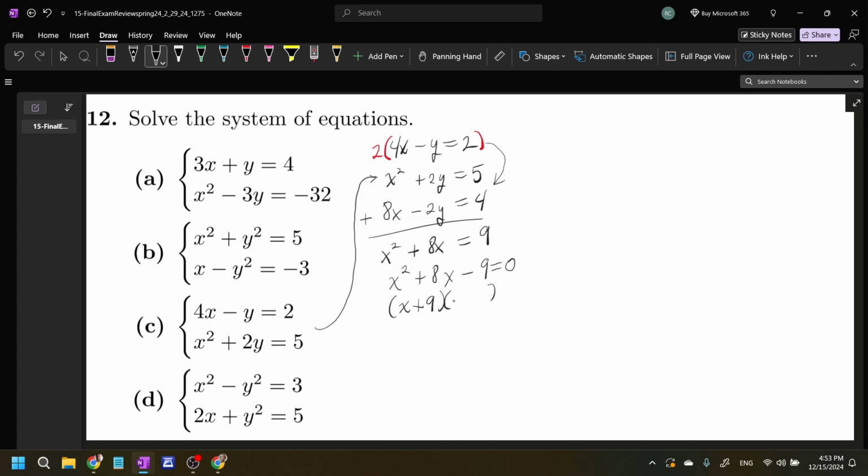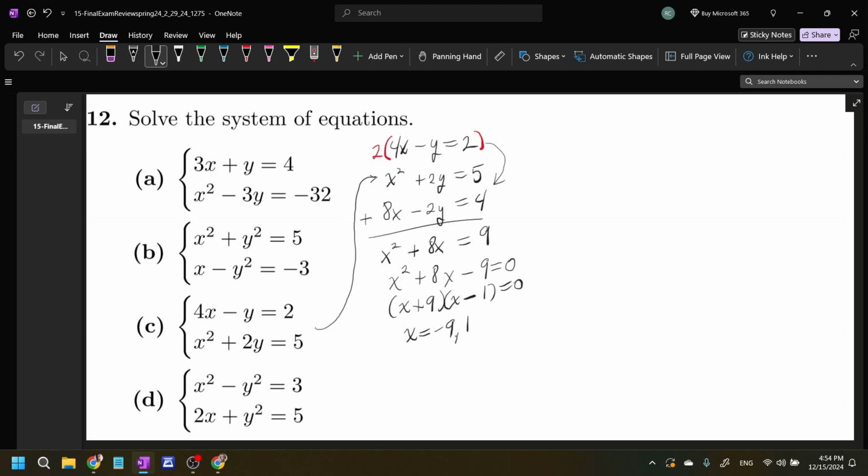I'm thinking of 9 and negative 1. 9 times negative 1 is negative 9. 9 plus negative 1 is 8. Setting that equal to 0, we get two solutions for x. x equals negative 9 and x equals 1.